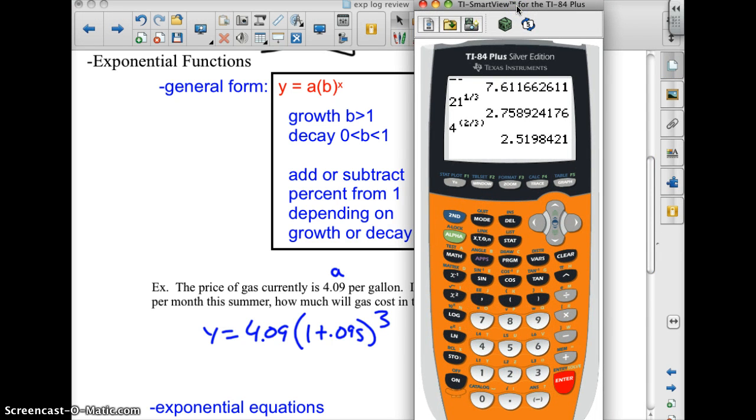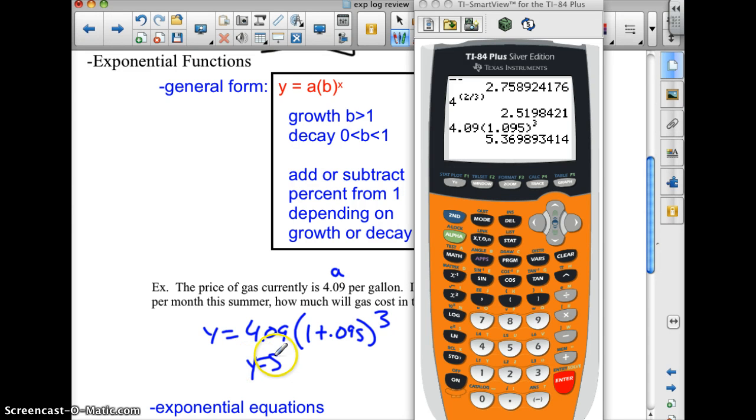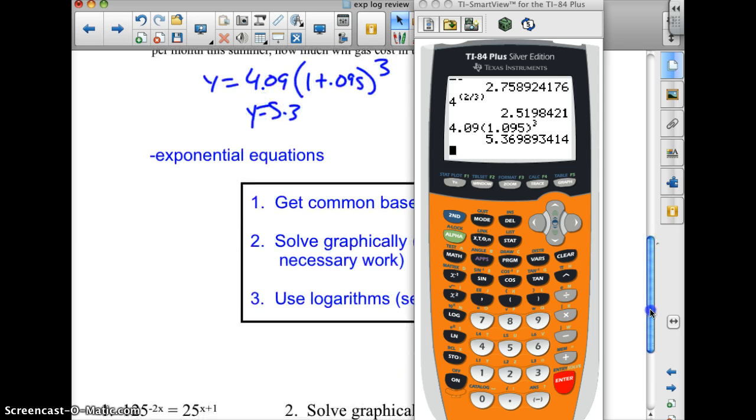Right, and that's simply 4.09 parenthesis 1.095 raised to the 3rd power. All right, about $5.37. Okay, 5.37. All right, moving on.